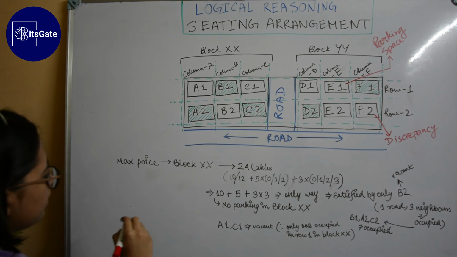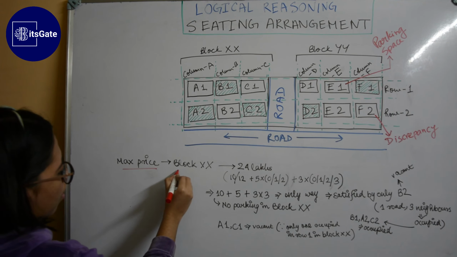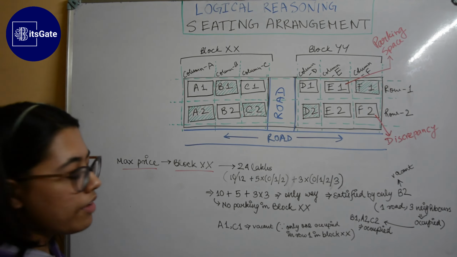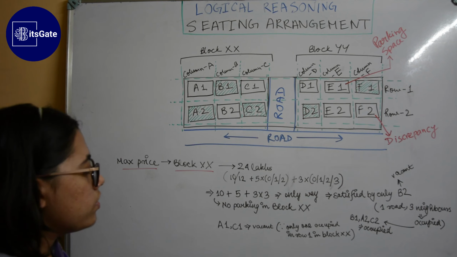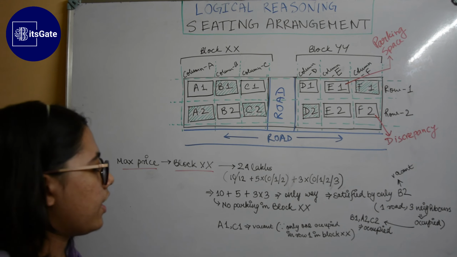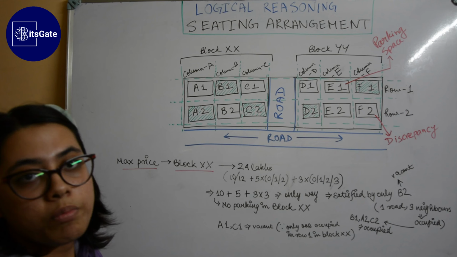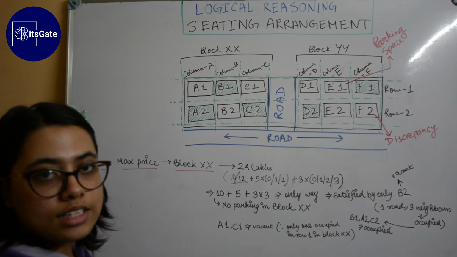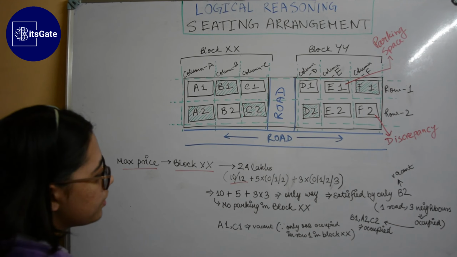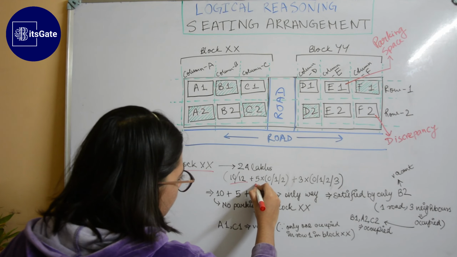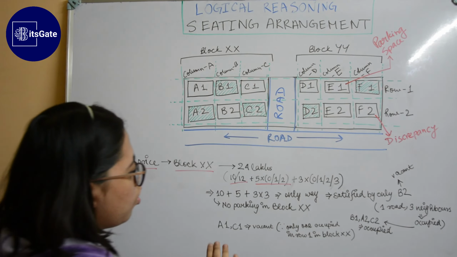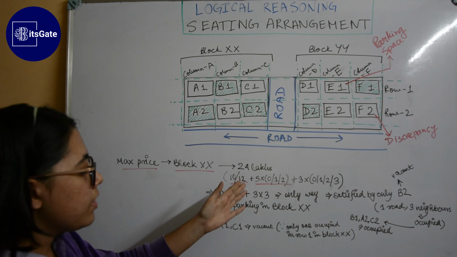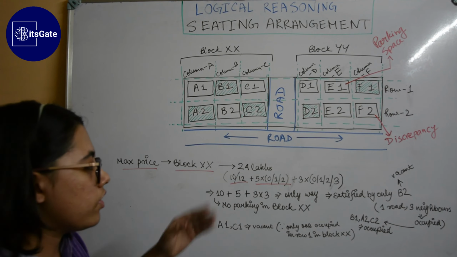See, it was written that the maximum price in block XX of any house is 24 lakhs. So we have to find a house whose price is 24 lakhs. Now, what can be the combinations? The base price can be 10 or 12 depending on whether it has parking space or not. Then we can have road adjacency as 0, 1 or 2, not 3, because 10 or 12 plus 5 into 3, that is 15, will exceed 24.